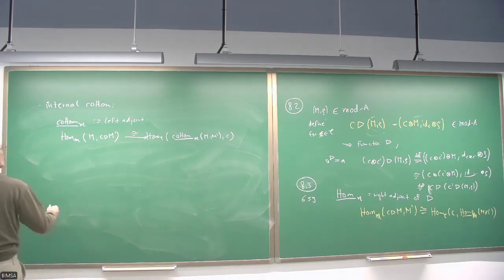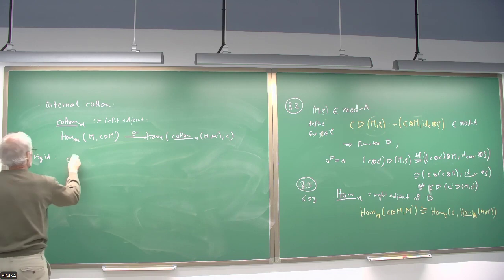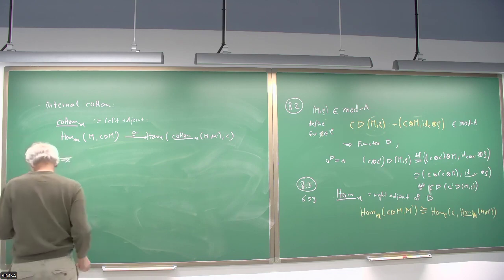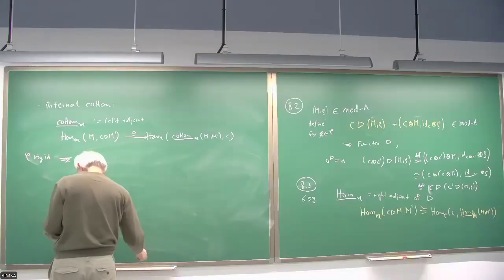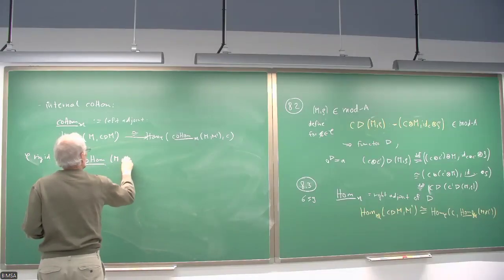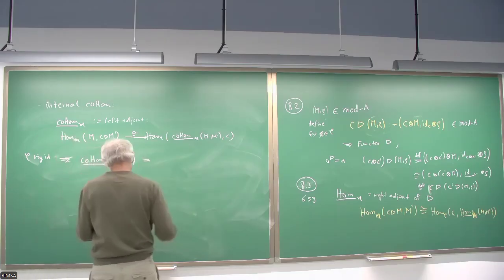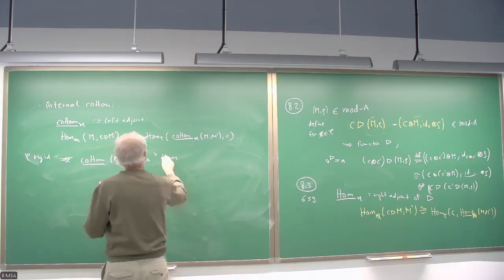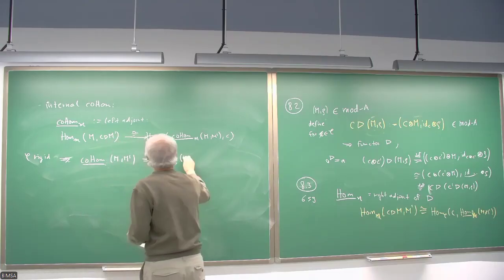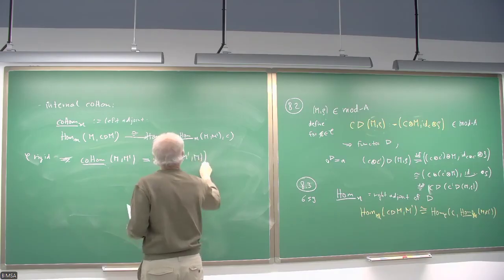And also the reason why one does not often talk about the internal cohom separately is that if C is rigid, then the internal cohom is just a dual. In fact, the left dual, like this, of the internal hom with the order of the objects reversed.